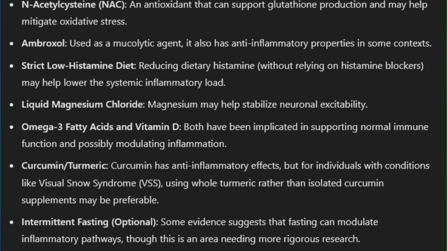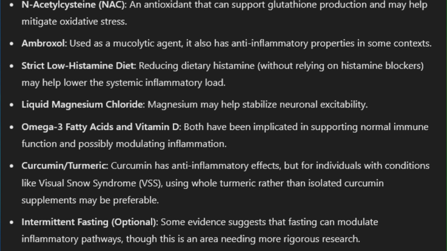Now, another very important one is liquid magnesium chloride. It has to be liquid magnesium. It's absorbed better. So magnesium helps stabilize neuronal excitability and decrease inflammation. Now, the next one is omega-3 fatty acids and vitamin D. Both of these have been implicated in supporting normal immune function and possibly modulating inflammation.